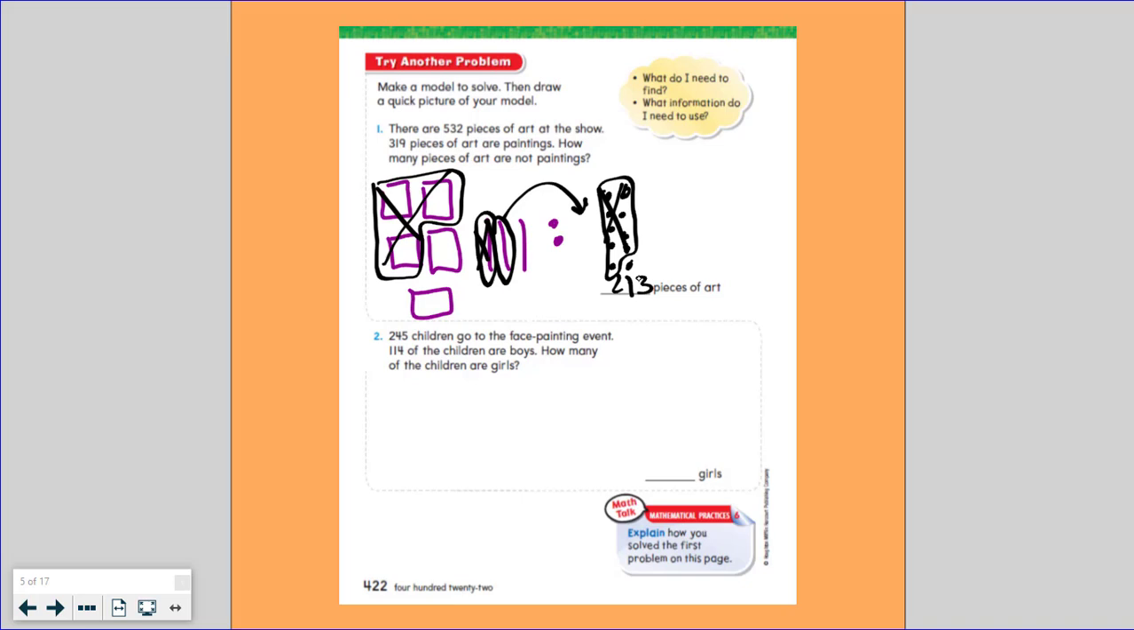Alright, number 2, 245 children go to the face painting event. 114 of the children are boys. How many of the children are girls? Let's go ahead and pause your video, draw a quick picture, and see if you can figure it out.